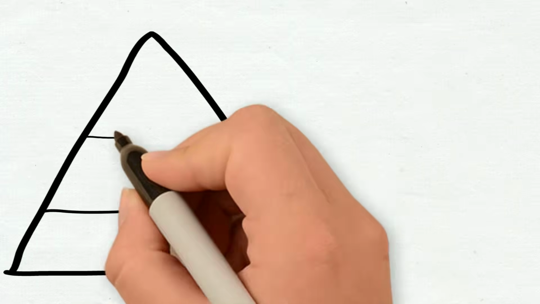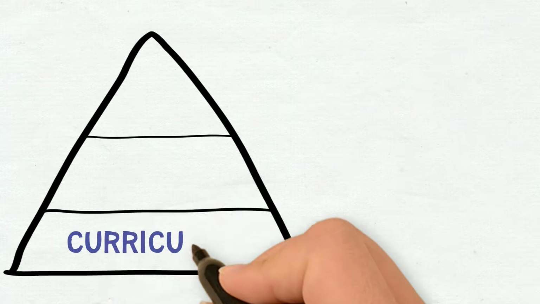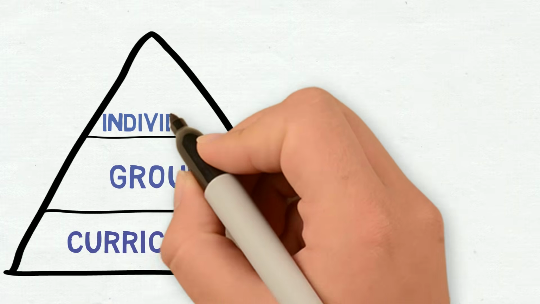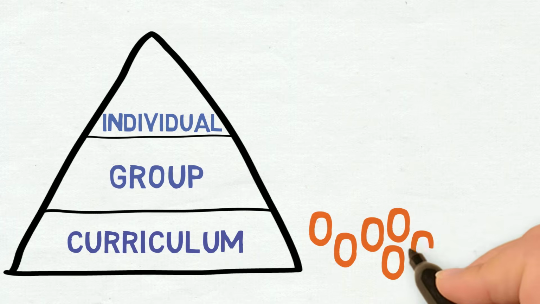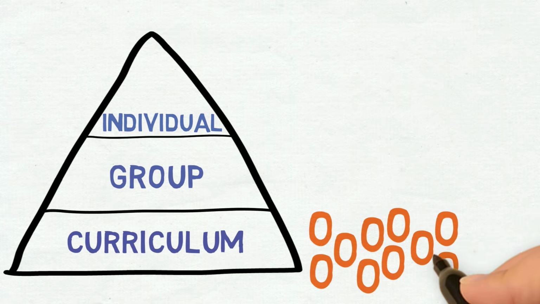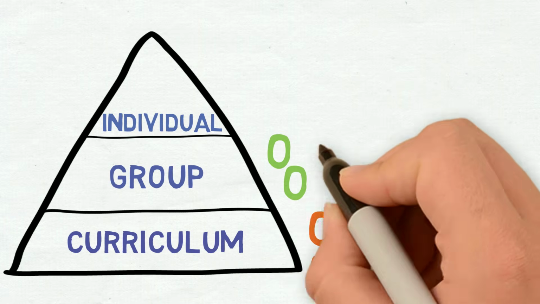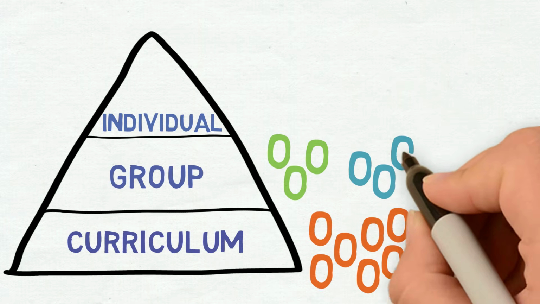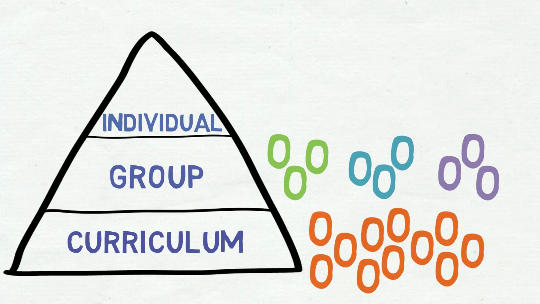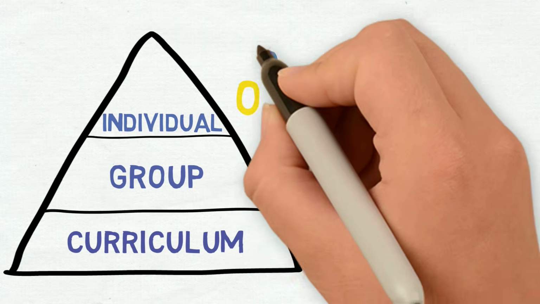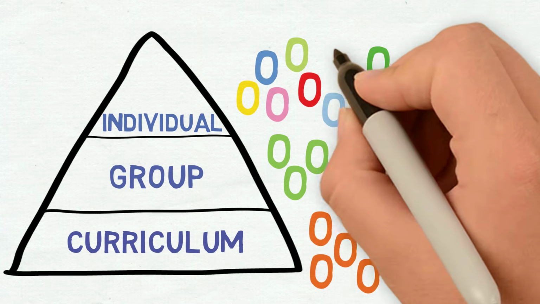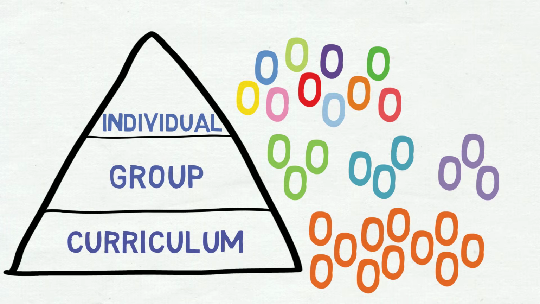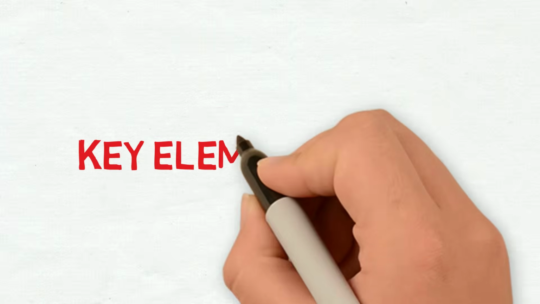PBL can be used at 3 different levels: curriculum level, group level, and individual student level. In the curriculum level, all problems and objectives are identical for all students. At the group level, each group can have either the same problem and different objectives, or vice versa. Lastly, at the individual student level, the instructor can predetermine objectives for each individual student. Now let's get into setting up.